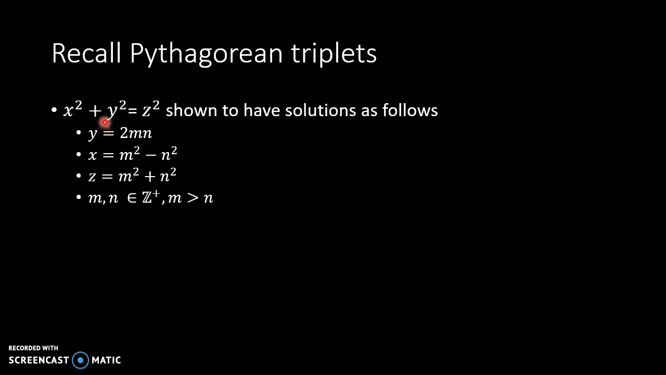Again, we recall that the Pythagorean triplets, where x squared plus y squared equals z squared, are shown to have solutions as follows, where y equals 2mn, x equals m squared minus n squared, and z equals m squared plus n squared, where m and n are positive integers and m is greater than n.